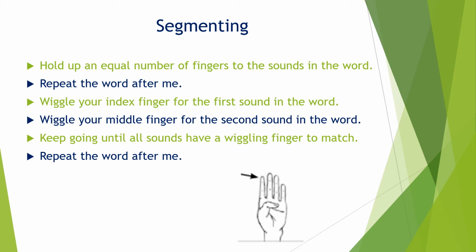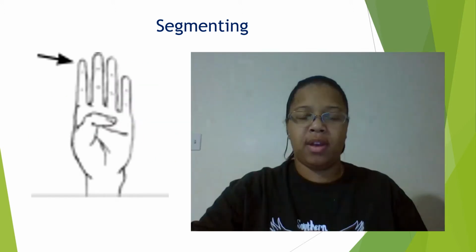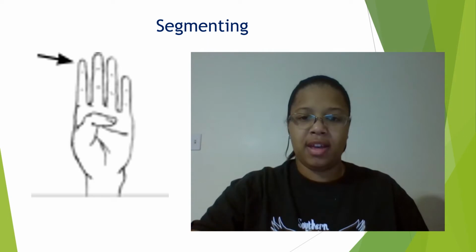We will wiggle our index finger for the first sound in the word. We will wiggle our middle finger for the second sound in the word. We will keep going until all sounds have a wiggling finger to match. Then you will repeat the word after me. Remember to do the activity along with me. Here's our first word, chip.